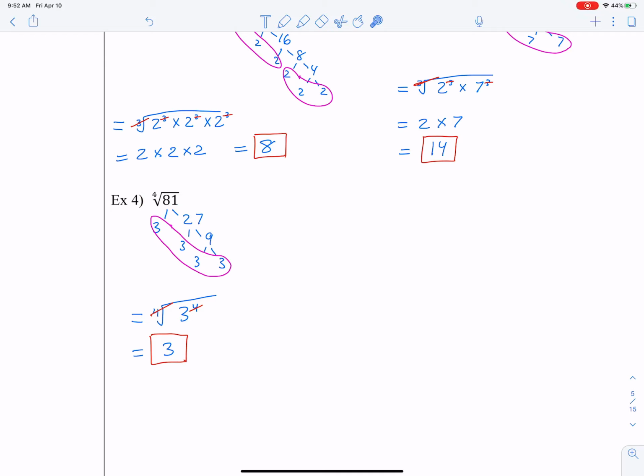So for this section, your homework is on page 26. It's number 2A to F. And this is the end of section 1.3.